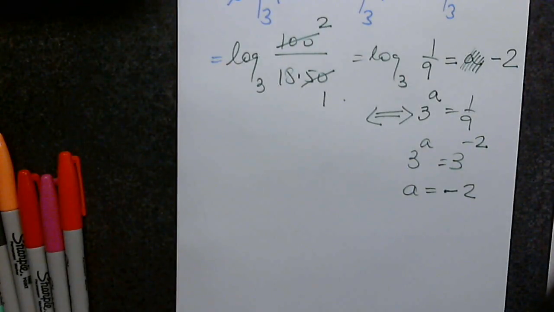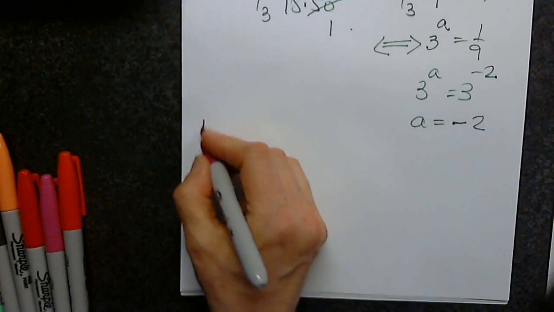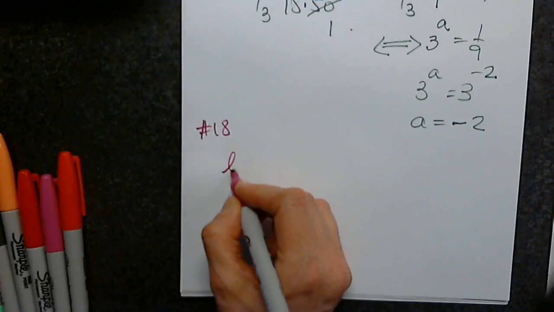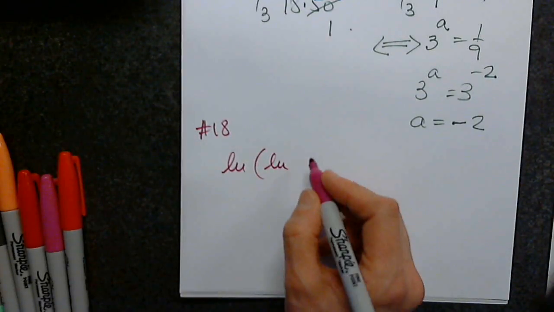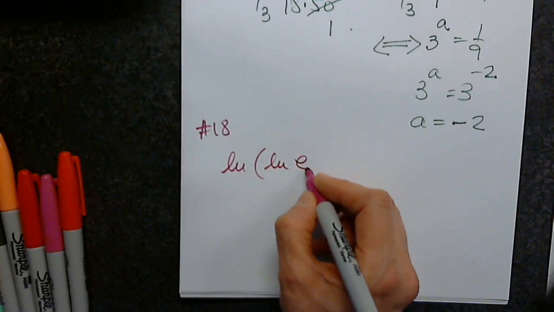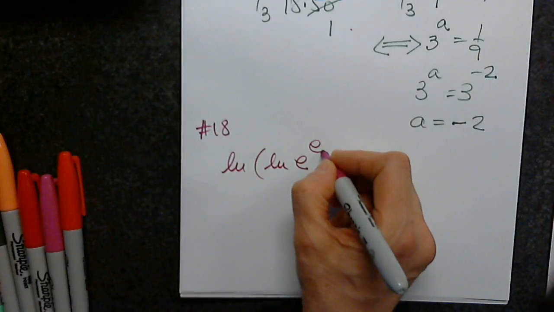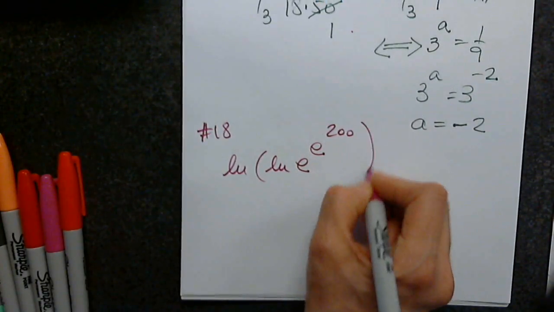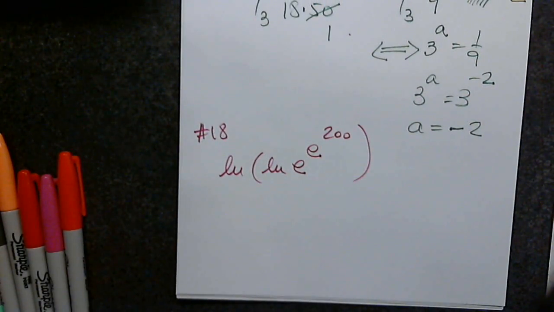18, very good. So let's look at 18. Perfect pick. Natural log of e raised to e to 200. Don't get scared. Not at all. Okay. Ready?